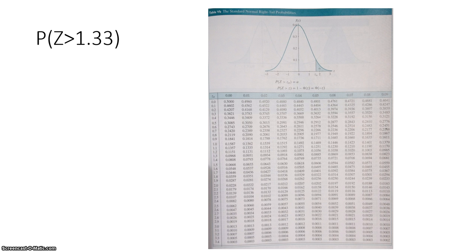We can go to the table to answer this question. So here, we're looking for the probability that z is greater than 1.33. So table 5b is going to be useful here because it gives us the area in the upper tail. I look at the row with the 1.3, the column with the 0.03, and I can see that my answer here is 0.0918.